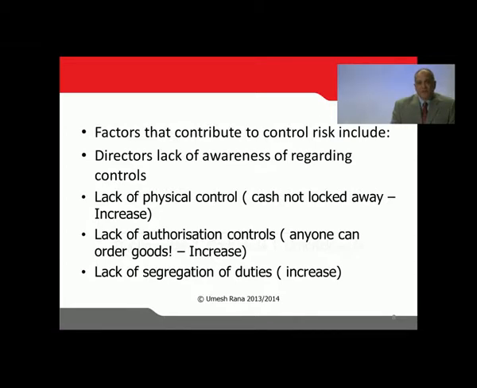Lack of authorization. Authorization controls. Anybody can authorize goods for purchase. Those goods may not be for business use. They might be not needed by the company. And the last example, segregation of duties. If one person does a lot of different things within an entity, there is a greater risk of misstatements occurring because of possible fraud.